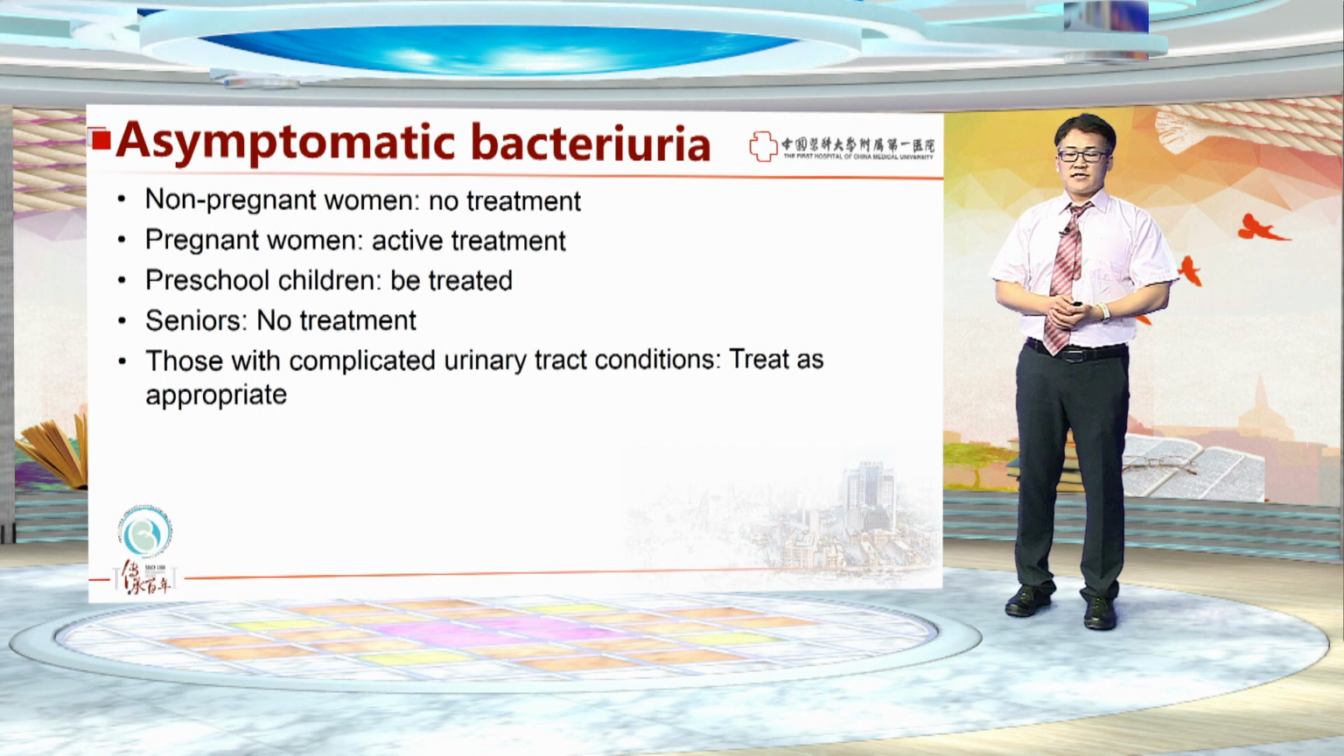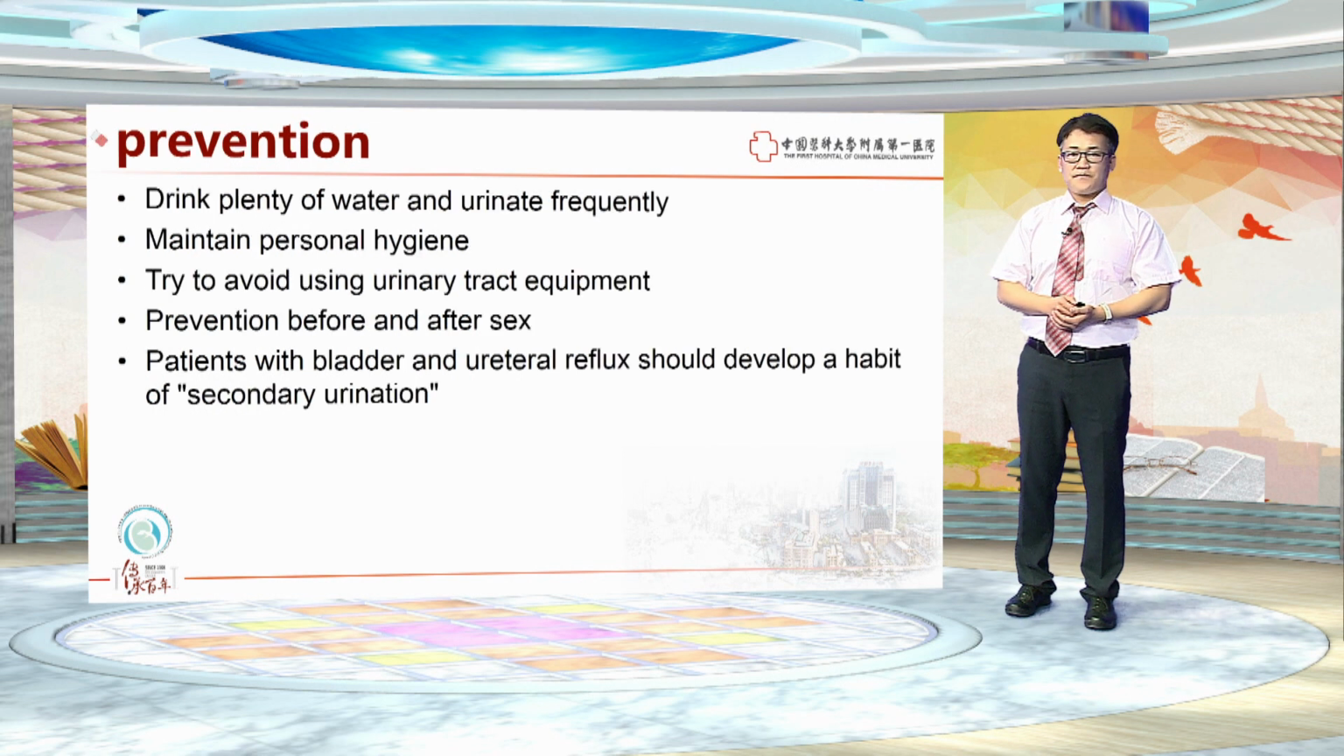For asymptomatic bacteriuria, non-pregnant women, no treatment. For pregnant women, active treatment. For preschool children, be treated. For seniors, no treatment. Those with complicated urinary tract conditions, treat as appropriate.